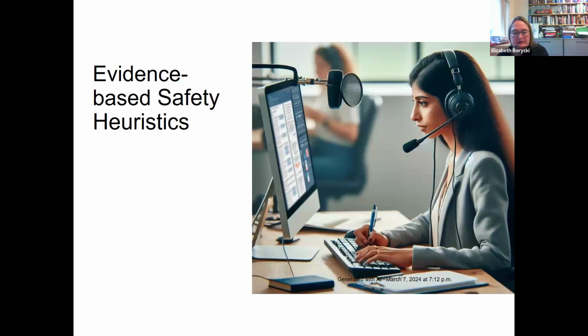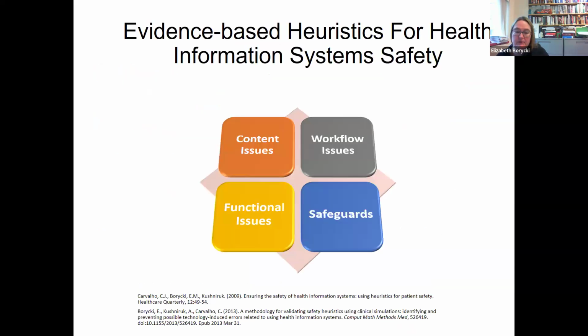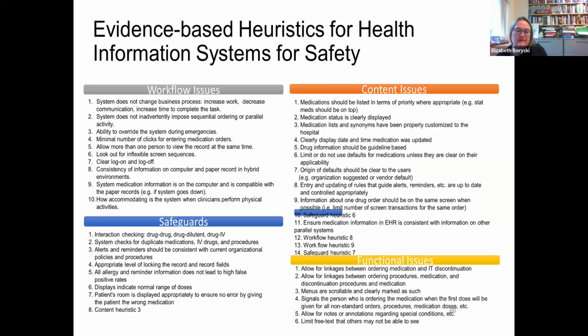We've also developed evidence-based heuristics, and these are really important because they allow us to identify these particular issues before a system has been implemented. This is some work that I did with one of my former students, Chris Carvello, on a research project many, many years ago. We were able to identify some of the key issues as far as safety is concerned from a content, workflow, safeguards, and functional perspective when you look at systems.